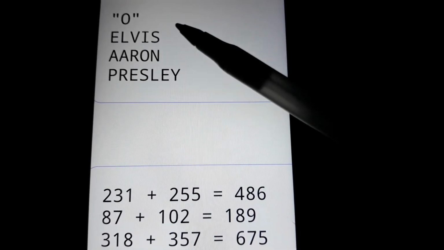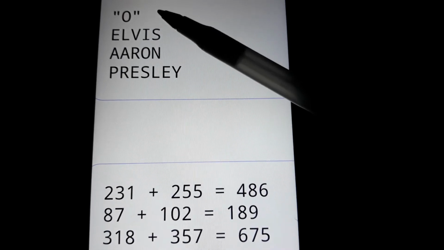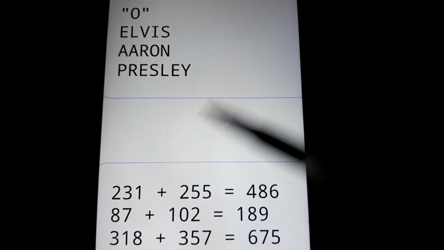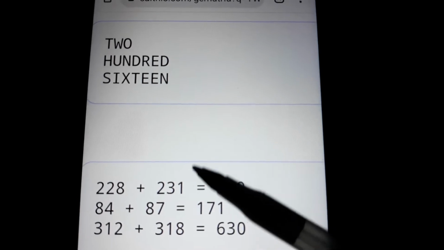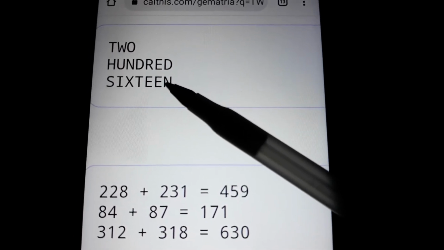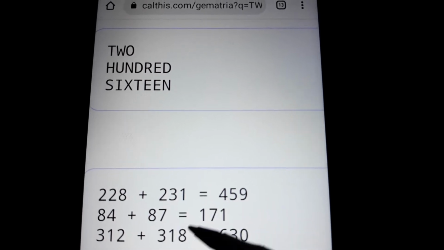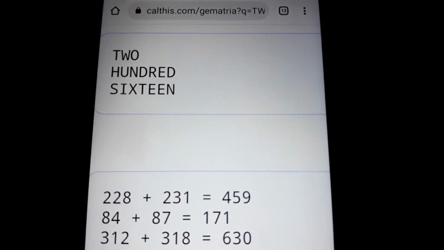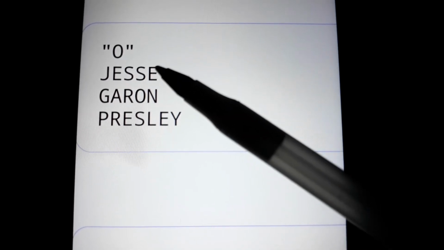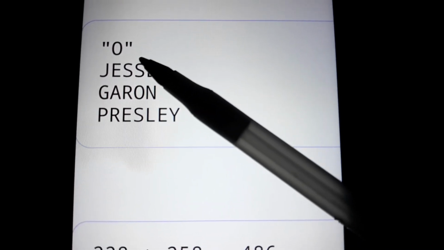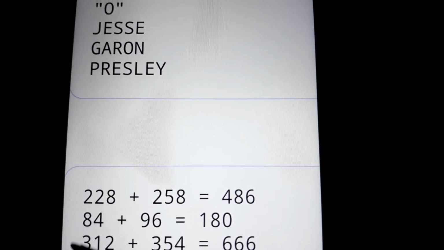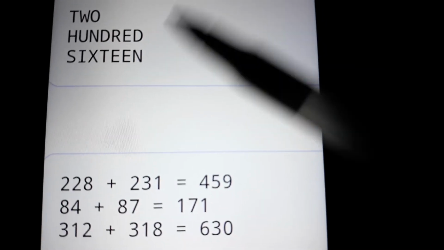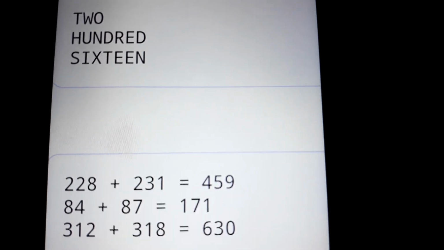And I told you when you put Elvis Aaron Presley with an O, which is the crown, and you look at this first row, 231, 87, 318, it equals the backwards of 216. So Elvis Aaron Presley with a crown equals these exact numbers right here, which connects to the 216. And if you put Jesse Garone Presley, Elvis's dead twin, with a crown, you put the O, you look at this first number, it's 228, 84, 312, which equals 216 in the front. You understand? This is what I showed you earlier.